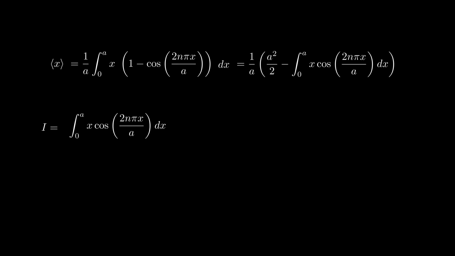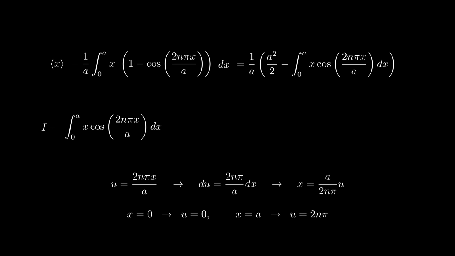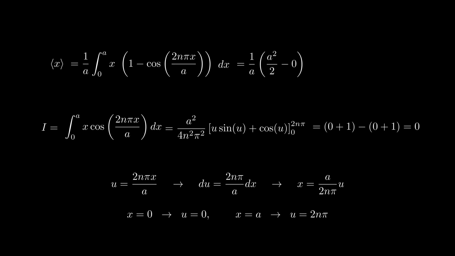For the second term, we need to evaluate the integral involving x multiplied by a cosine function. To handle this, we perform a substitution where we define a new variable u as 2nπx over a. After careful evaluation, the second term simplifies to 0. Thus, we are left with 1 over a times a squared over 2, which simplifies to a over 2.